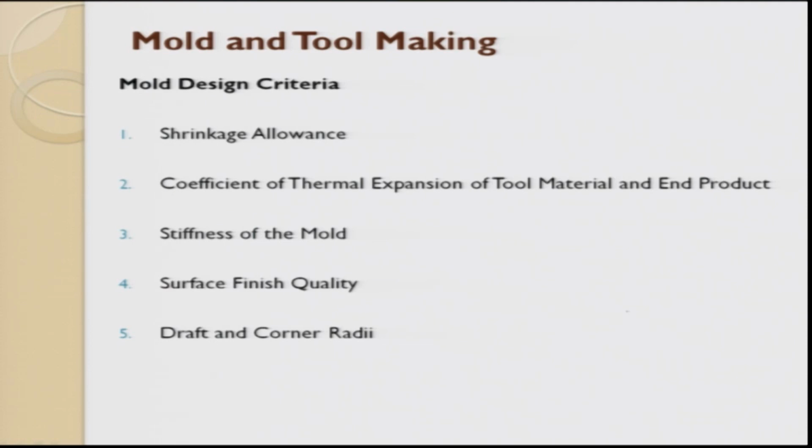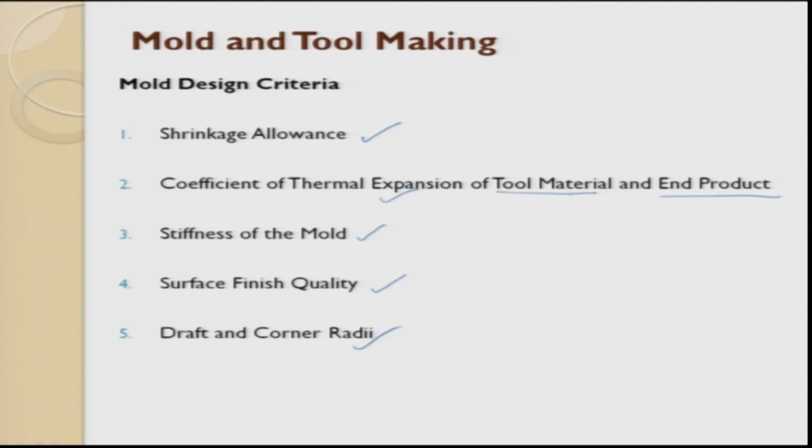So, what are the criteria for mold design? Shrinkage allowance, coefficient of thermal expansion of the tool material and the end product, stiffness of the mold, surface finish quality, draft and corner radius are some of the mold design criteria which are to be followed. Shrinkage allowance: as far as thermoplastic is concerned, shrinkage allowance is given more as compared to thermoset. Coefficient of thermal expansion of the tool material and the end product are two different things. End product is what you want, a plastic, injection molding, right? Injection molding means an injected thermoplastic composite.